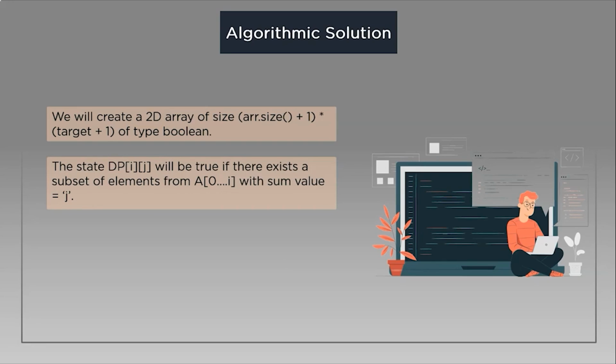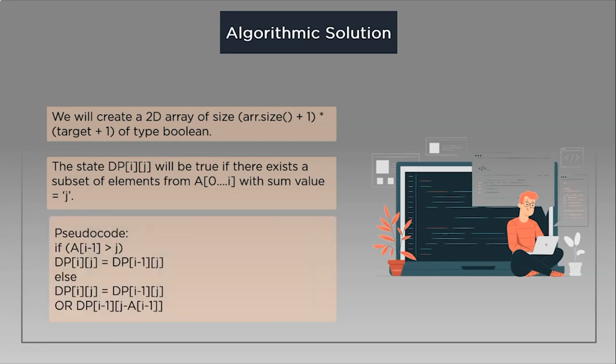Let's look at the pseudocode. Here, if the current element has a value greater than the current sum value, we will copy the answer for previous cases. And suppose the current sum value is greater than the ith element, in that case, we will see if any of the previous states have already experienced the sum equals to j, or any previous state experiences the value j minus arr[i], which solves our purpose.